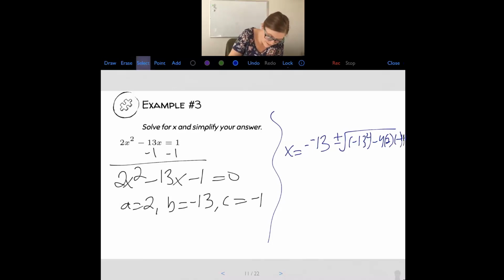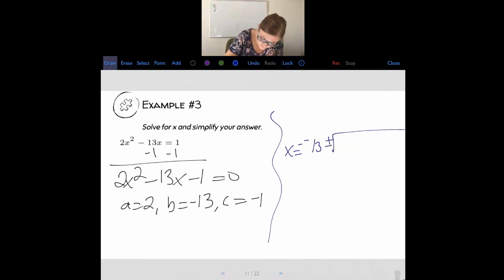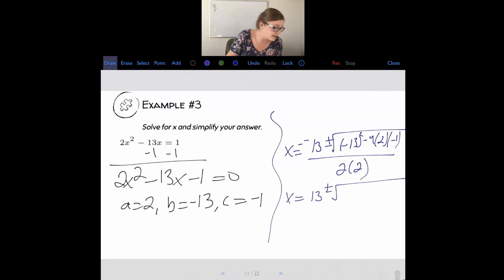Let me rewrite this so it all fits. Minus -13 plus or minus the square root of -13 squared minus 4 times a times c, all over 2 times a. If we keep simplifying, we have x is equal to 13 plus or minus the square root of -13 squared, which is 169.